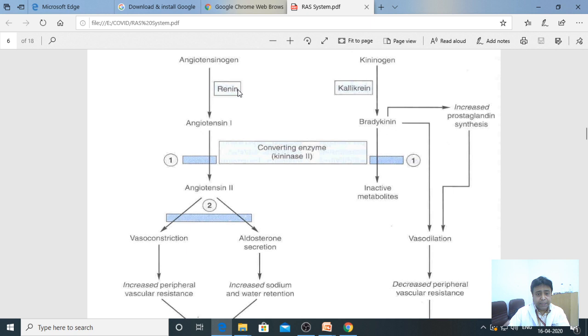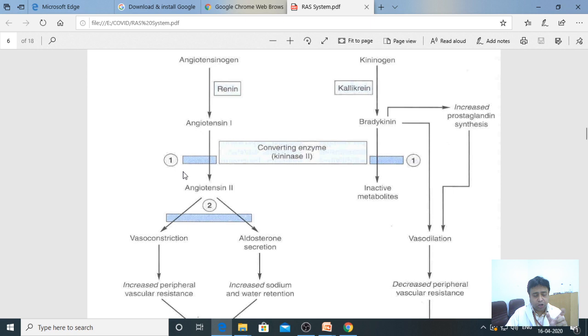The juxtaglomerular cells start producing renin, and this renin is also known as angiotensinogenase, because it converts angiotensinogen to angiotensin 1. Now once angiotensin 1 has been formed, then another enzyme converts angiotensin 1 to angiotensin 2. And which enzyme is over here? This enzyme is very crucial. This enzyme is known as angiotensin converting enzyme, or ACE for short.